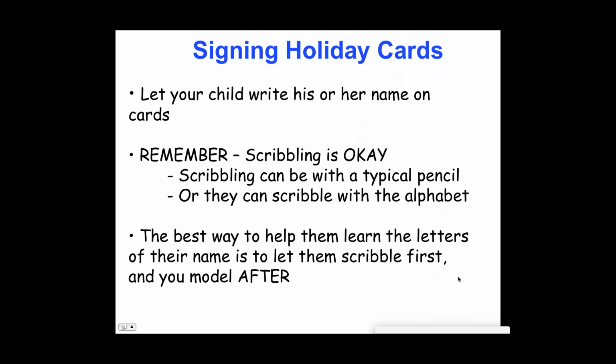And obviously your child could do this with a typical pencil, or they could scribble with the alphabet. And the best way to help them learn the letters of their name is to let them scribble first, and then you say, that's how you write, Jessica. Here's how I write it. J-E-S, and then you model after. The research has shown that that's a great way to do that. So whatever your child's name is, you let them scribble first, either with just a pencil in their hand or using some type of alphabet system, and then you scribble after.